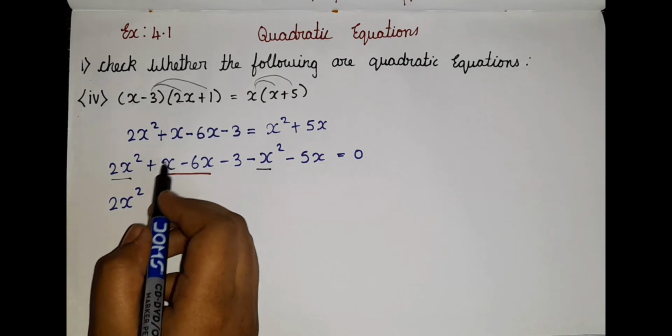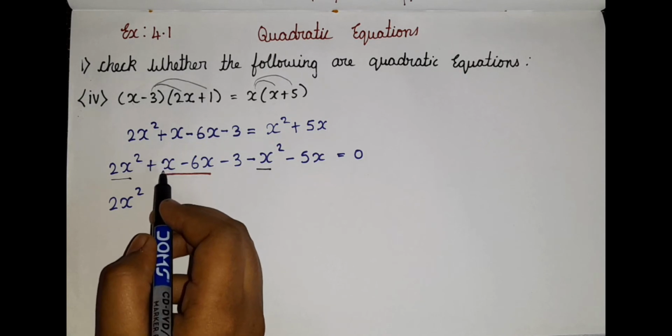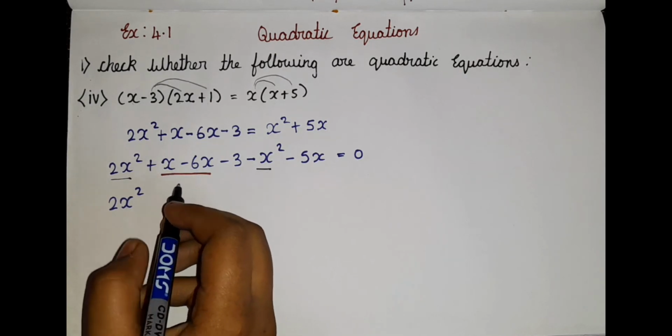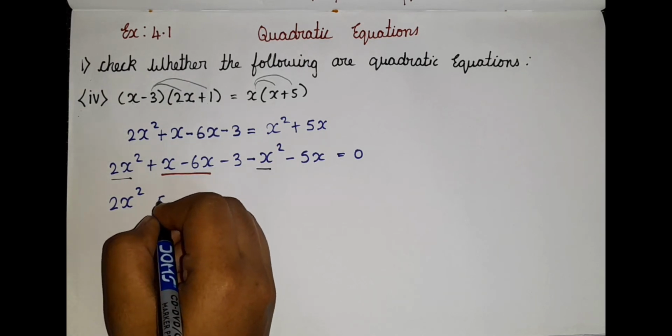So what is the coefficient of x? The coefficient of x is 1. So we are supposed to subtract 1 minus 6. So what is 1 minus 6? So 1 minus 6 is 5.